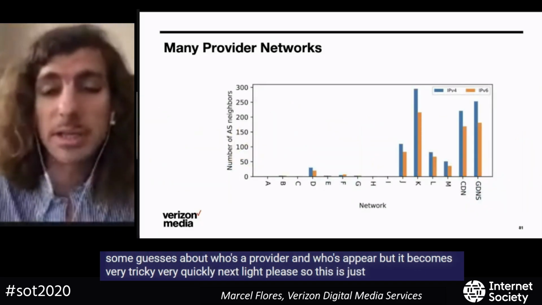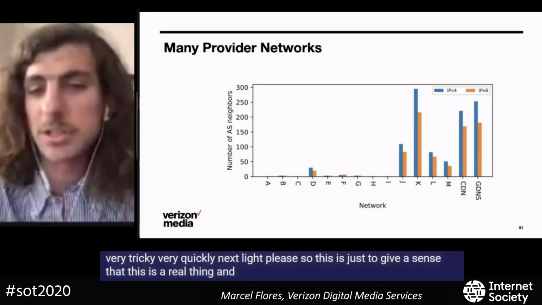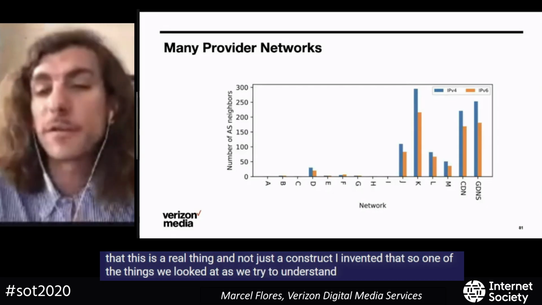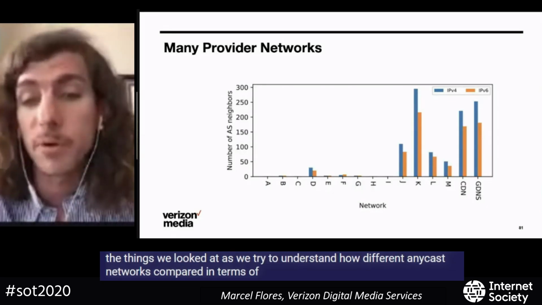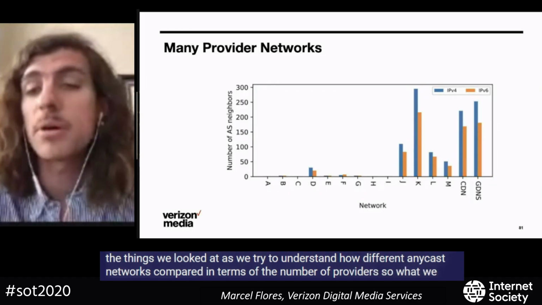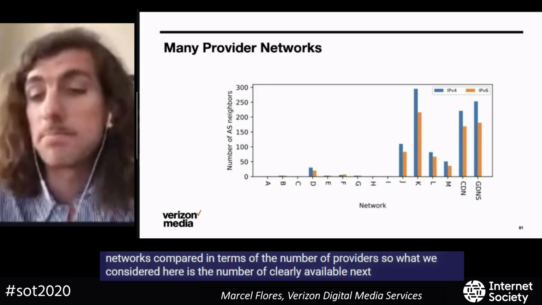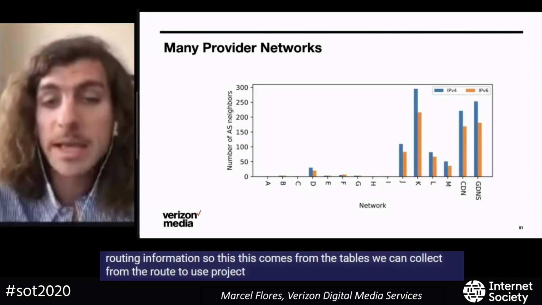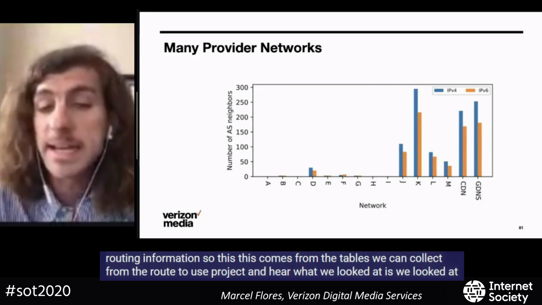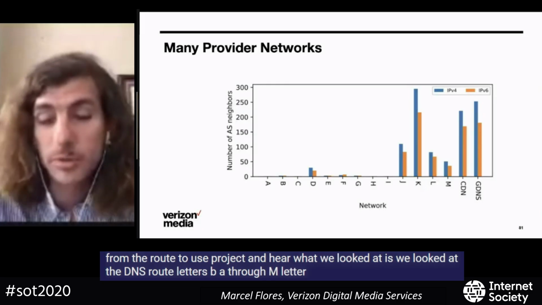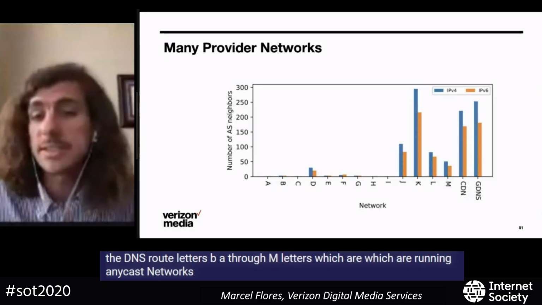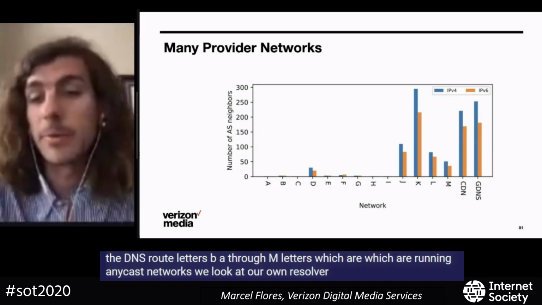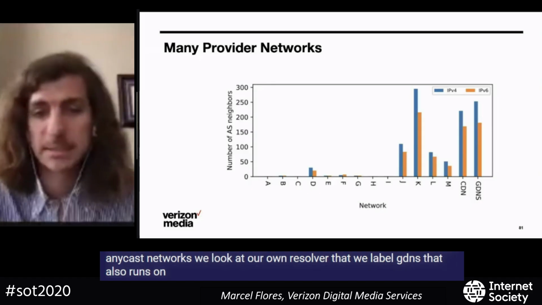So this is just to give a sense that this is a real thing, not just a construct I invented. One of the things we looked at is how different Anycast networks compared in terms of the number of providers. What we considered here is the number of clearly available next hops in public routing information, which comes from the route tables we can collect from the Route Views project. Here we looked at the DNS root letters, the A through M root letters, which are running Anycast networks. We looked at our own CDN, labeled CDN, and a popular open recursive resolver that we labeled GDNS that also runs on Anycast.